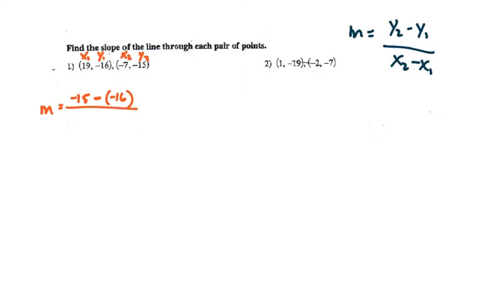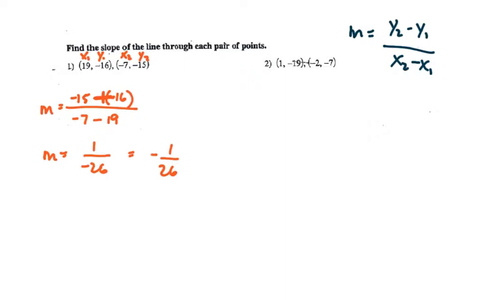Over X2, -7, minus from the problem, 19. So in our next step, we're going to take care of business. Minus minus right here is a plus sign because they cancel out. They form the plus sign. -15 plus 16 is 1. -7 minus 19 is -26. So the answer is the fraction -1/26. That fraction is reduced, so we are done.